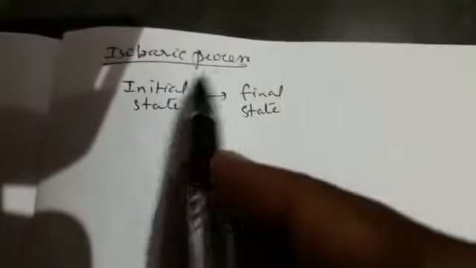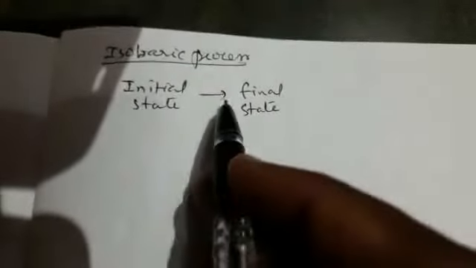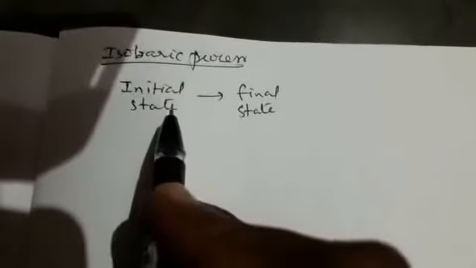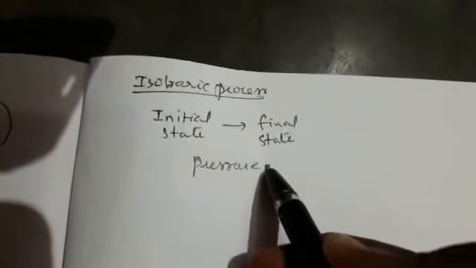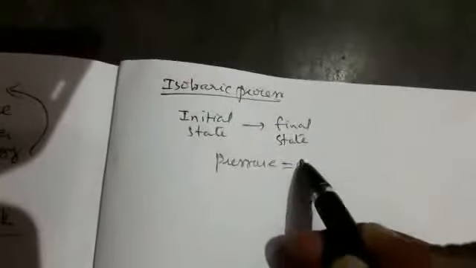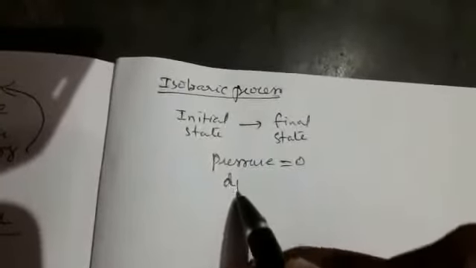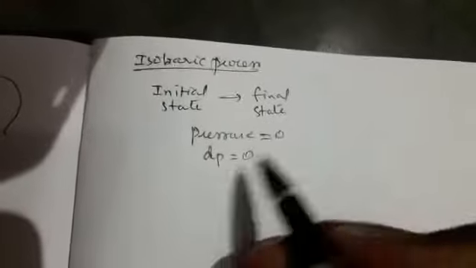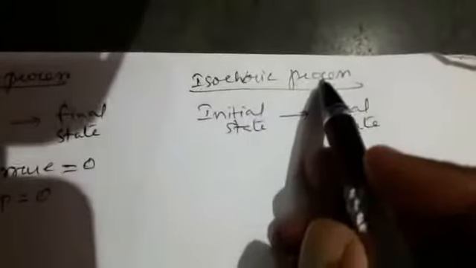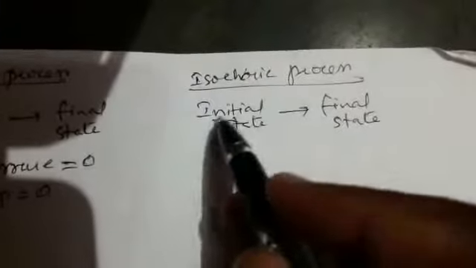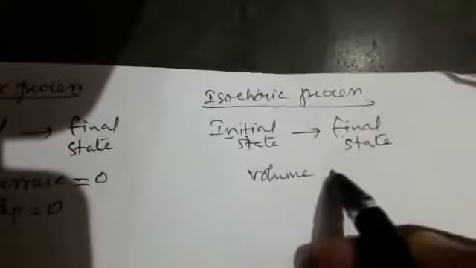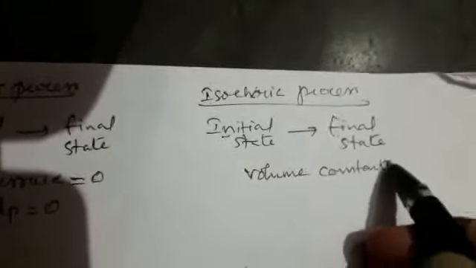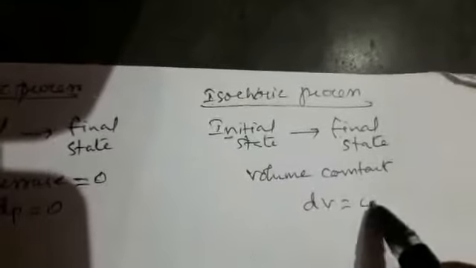Next, isobaric process. In this process, from initial to final state, the pressure will be constant. That means dP equal to 0. Isochoric process, initial state to final state, and here only the volume is constant. That means dV equal to 0.